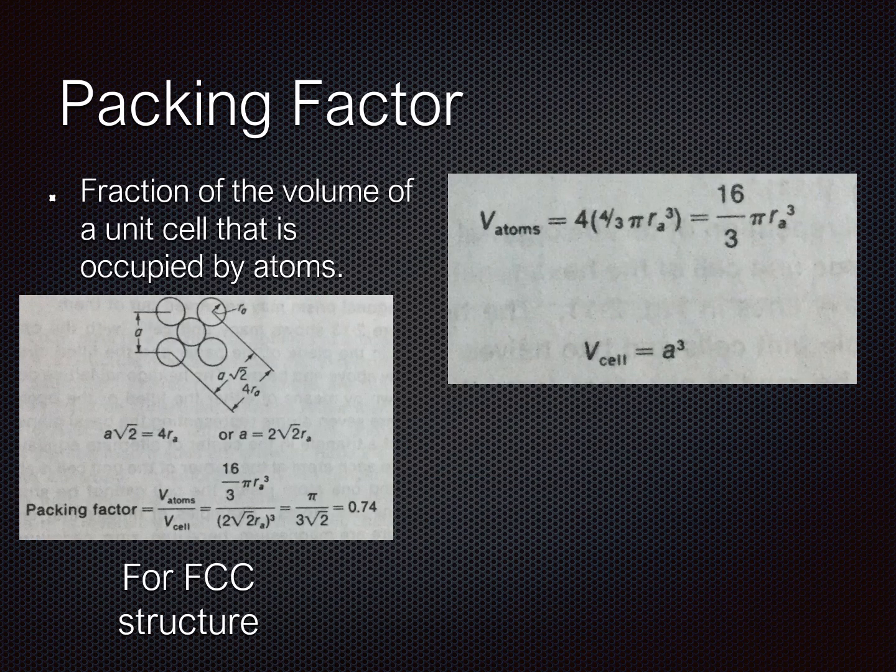Another approach to show the difference in packing is to calculate the fraction of the volume of the FCC unit cell that is occupied by atoms and compare it to that of BCC. For FCC, this packing factor comes out to be 0.74. Students are advised to calculate the packing factor for BCC unit cell and compare the packing density.